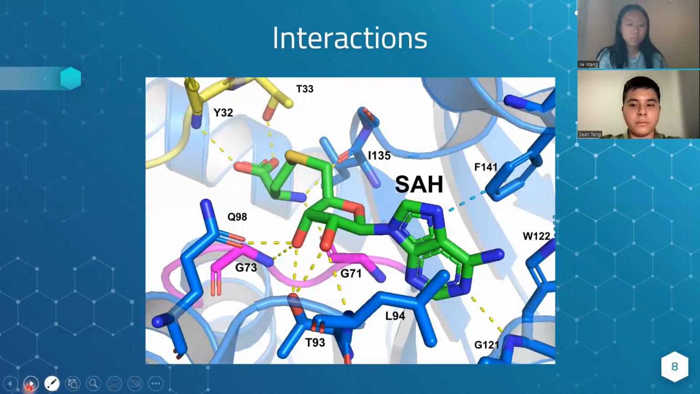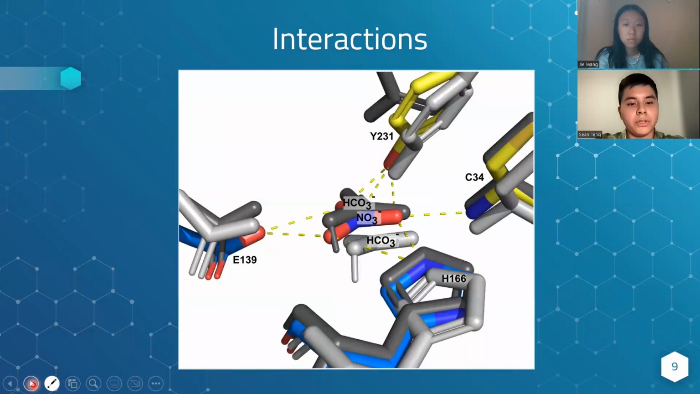So this is the interaction of SAH with UmaA. Each component of SAH, the methionine, the ribose, and the adenine ring, is interacting with specific residues. The glycine-rich region has glycine residues that also interact with the ribose moiety in the SAH.